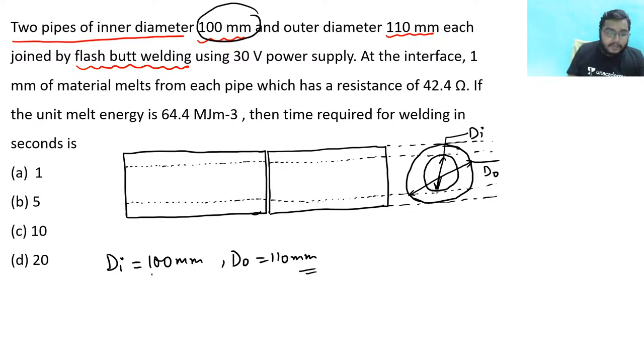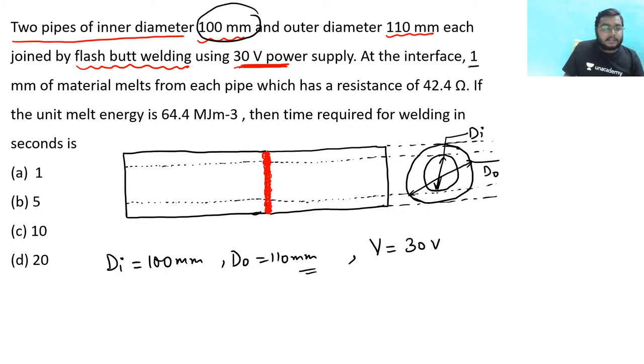So what is the meaning of flash butt welded? These are welded like this. Now see, a 30 volt power supply is used, so voltage is given as 30 volt.